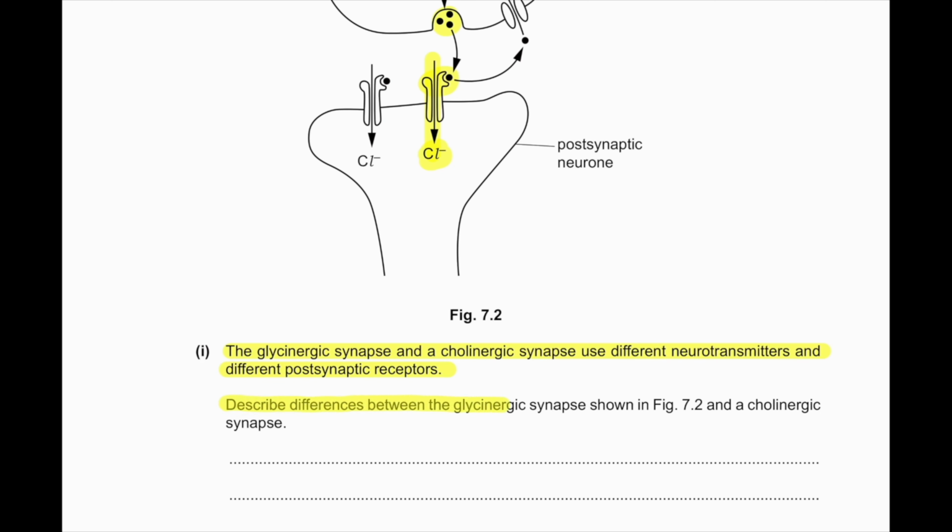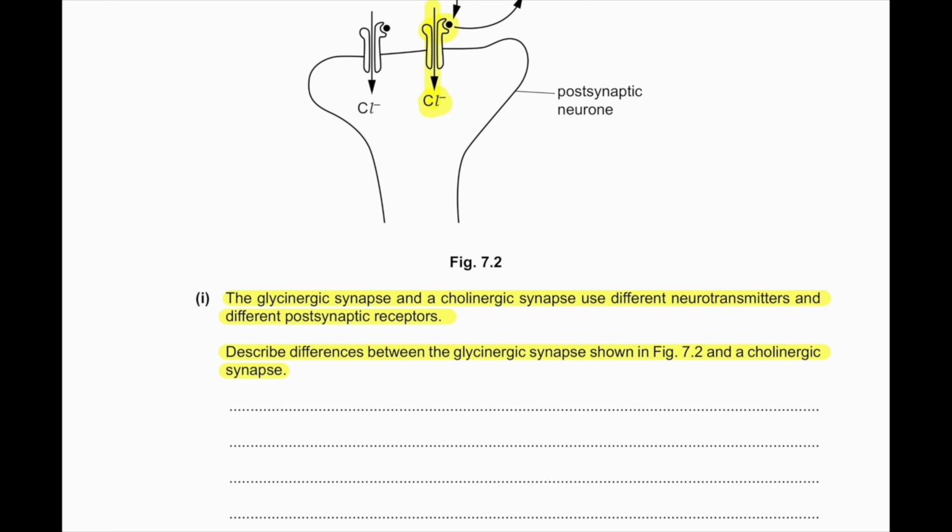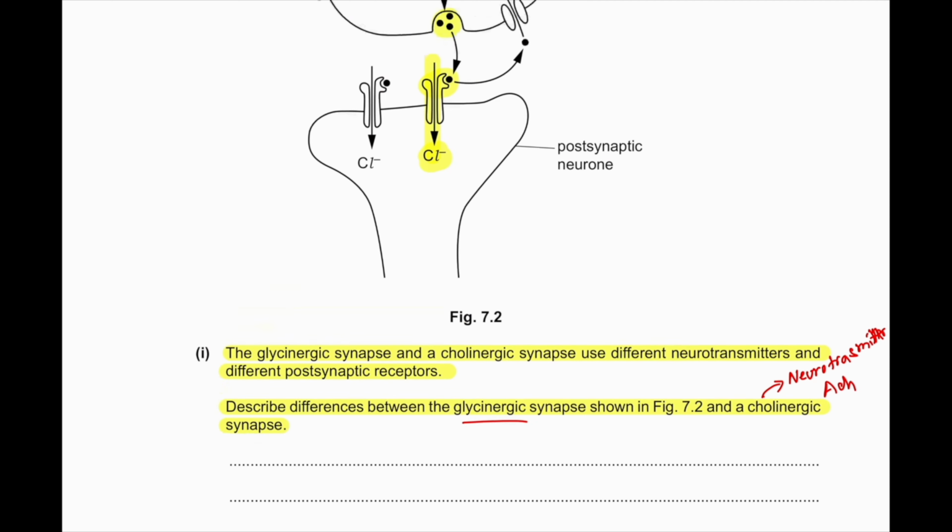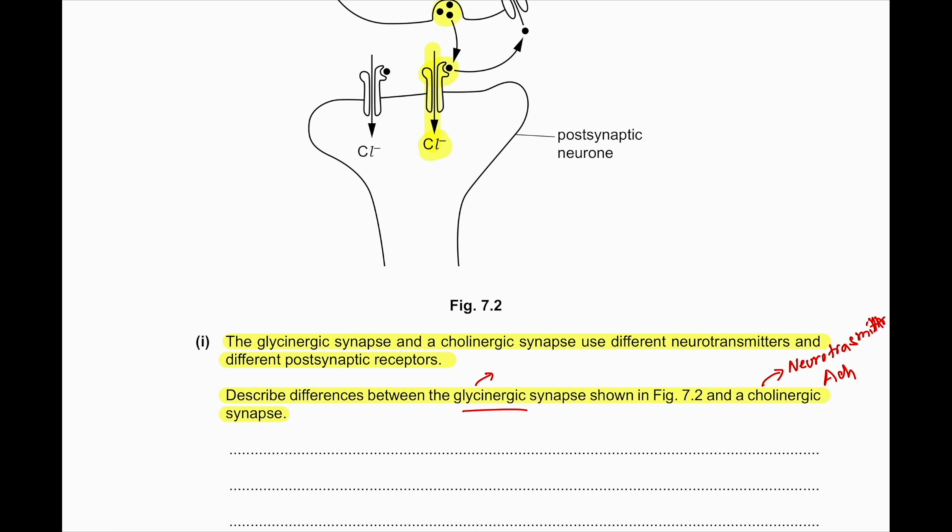Describe differences between the glycinergic synapse shown in figure 7.2 and the cholinergic synapse. Now we know that in the cholinergic synapse the neurotransmitter is acetylcholine, ACh, whereas in the glycinergic synapse we are using glycine as our neurotransmitter. So the chemical that we are releasing here is glycine. So it's different as a neurotransmitter compared to cholinergic.